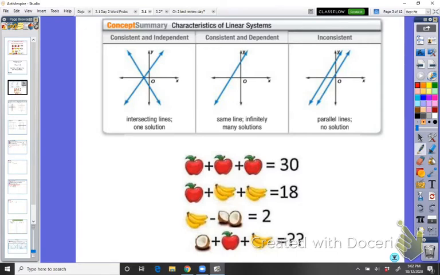You could have 2 lines that are the same exact line, just on top of one another, so that means infinitely many solutions because all the points are the same. Or if you have parallel lines, they have so much in common, but it's a shame they'll never meet, and that means there is no solution for parallel lines. So the first concept we're going to talk about is graphing.